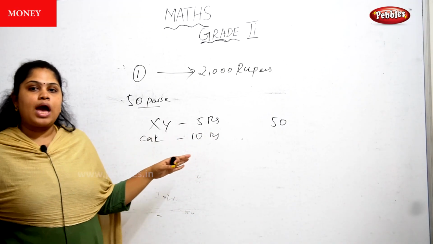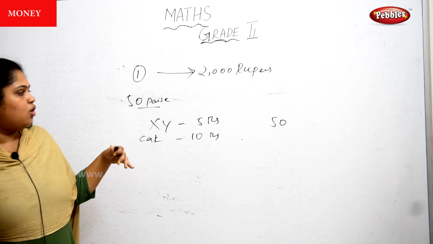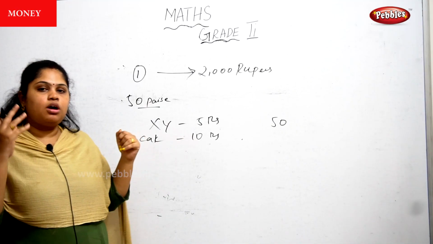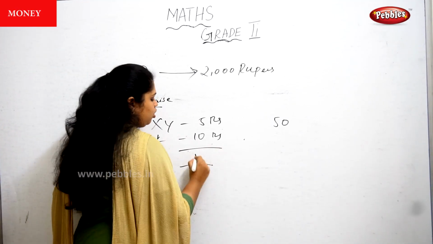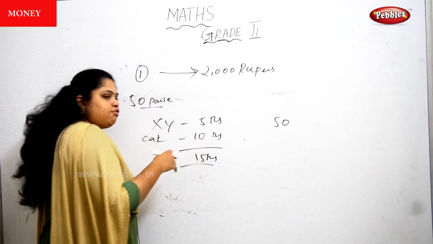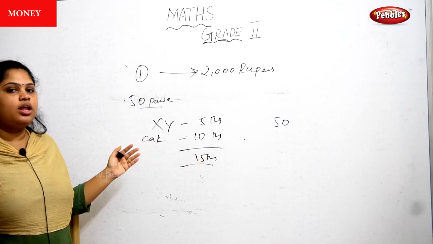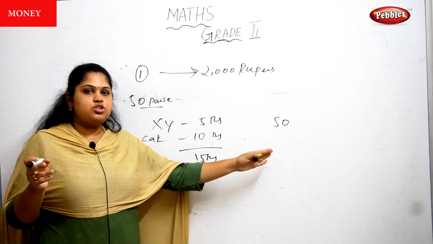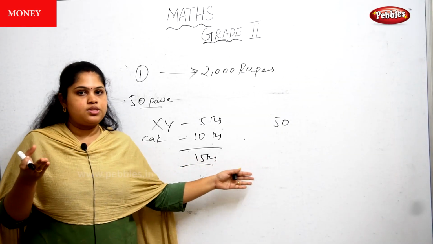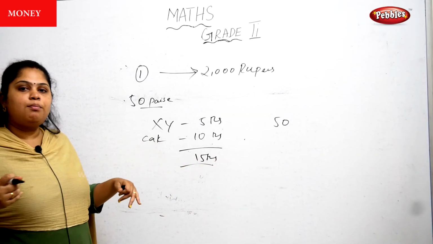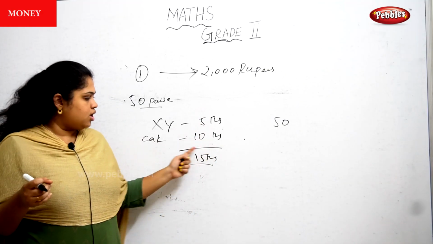How many rupees do you have in your hand? 50 rupees, okay. So in total, how many rupees of things have you bought? 15 rupees, isn't it? When you put together 5 plus 10, you get 15. So for 15 rupees you got the things. How much money do you have in your hand? 50 rupees. So how are you going to calculate the balance if you give 50 rupees to the shopkeeper?